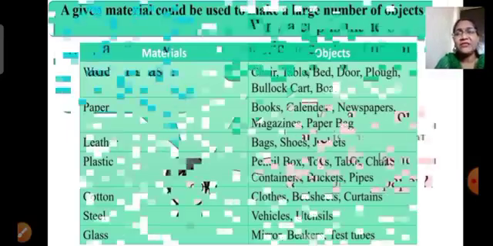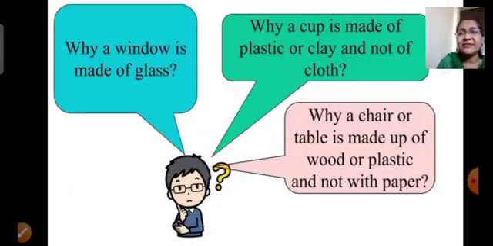Now we know that there are a variety of materials and these materials are used to make different objects. But how do we decide that a particular material is suitable for making a particular type of object, students? Why is a window made up of glass? Why is a cup made up of plastic or clay and not of cloth material, children? Why is a chair or a table made up of wood or plastic and not of paper? And the answer is very simple. Based on the properties of materials, they are used for making different objects.